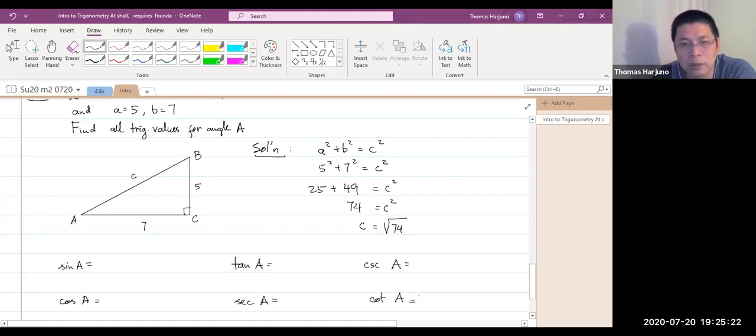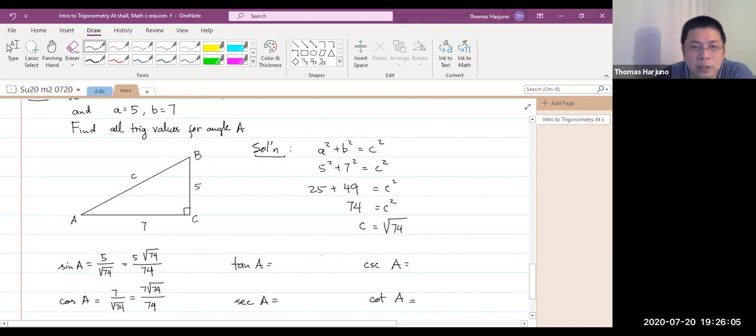Now memorize the first 3 first. Memorize the first 3. Sine A will be opposite over hypotenuse, square root of 74. Oh, but we don't want the radical at the bottom. Multiply the top and the bottom by radical 74. This is what we get. Cosine A will be 7 over square root of 74. Right, multiply to rationalize the denominator, so I get 7 square root of 74 over 74.